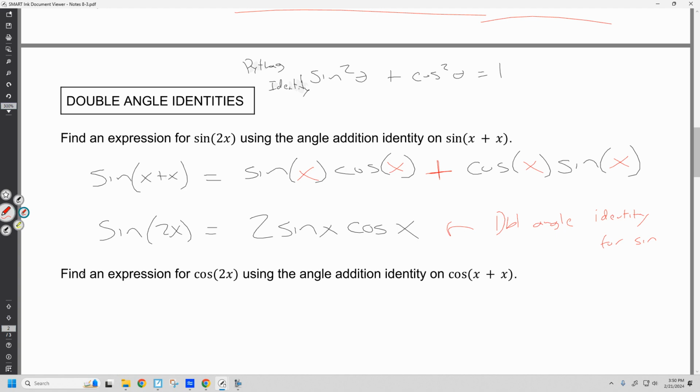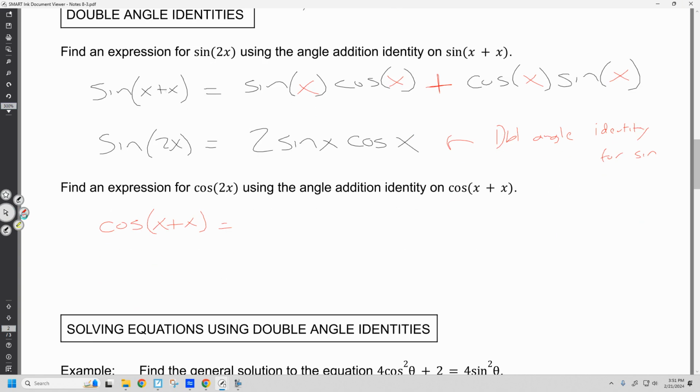Well, let's find the double angle identity for cosine. What's cos 2x equal to? And have it simplified for me. Nice. Go. Write that down. Figure it out.